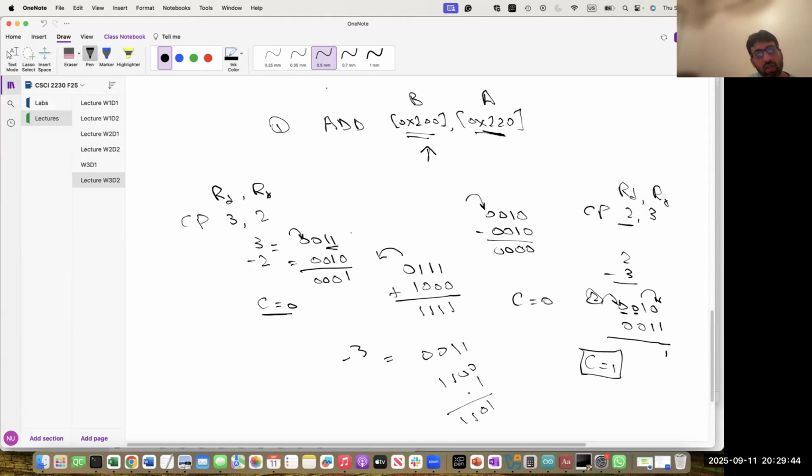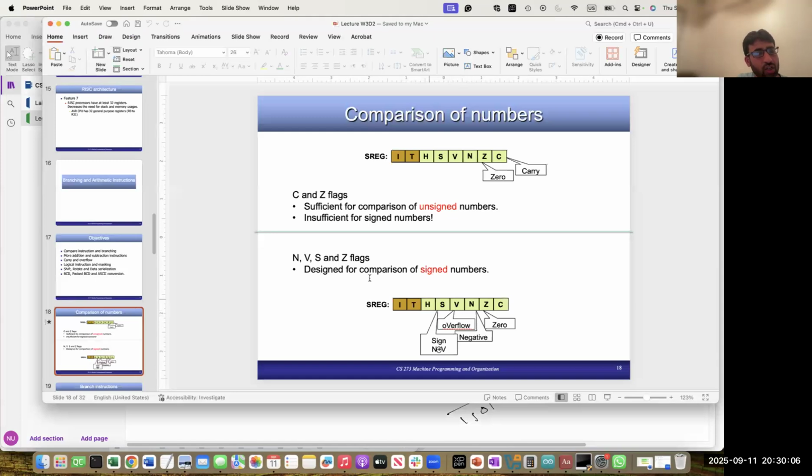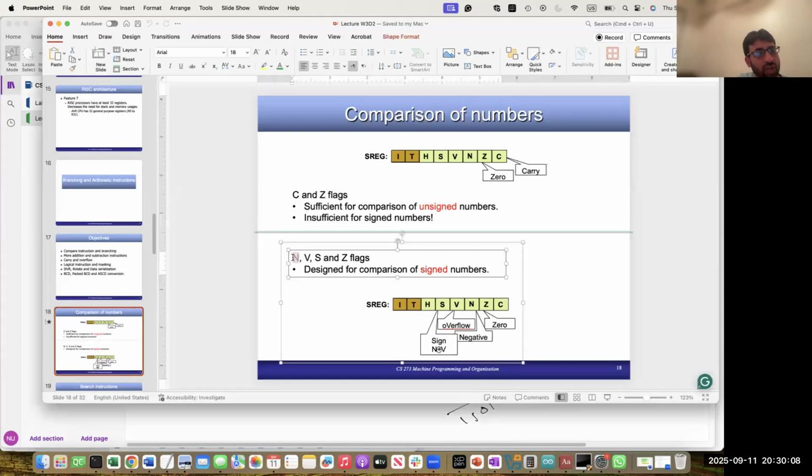Now if I'm using the signed number representation, then the carry flag will not give me the information about whether the destination is greater than, the same as, or less than the source operand. For that, I need to look at the negative flag. If the negative flag is 1, it means that the result is negative, which basically means that the first operand is smaller than the second one, and otherwise it is not.